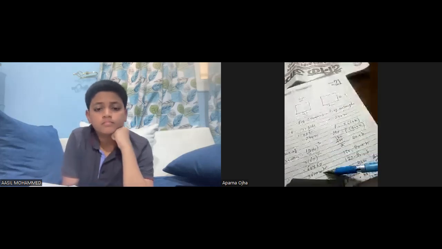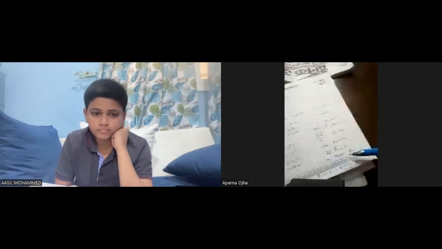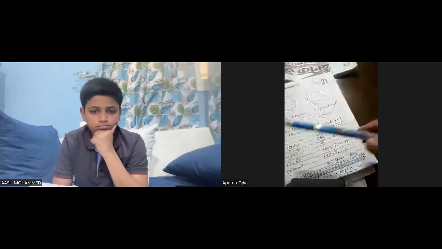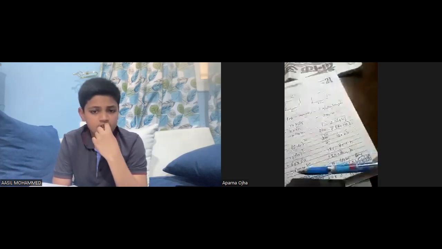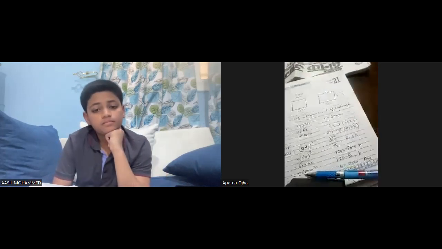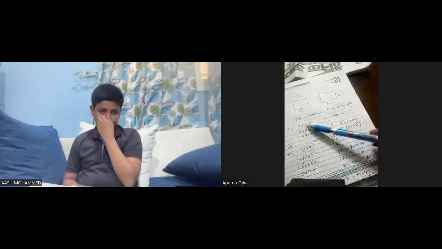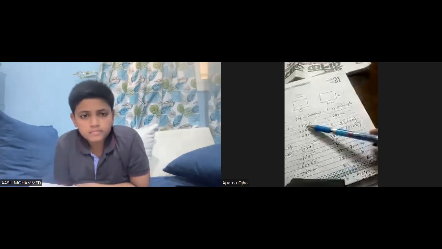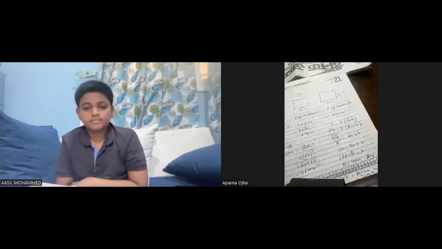Now we have to find the area of both, the square as well as the rectangle. Area of the square is side square, that is 60 into 60, that is 3600 square meter. Then find the area of the rectangle, 80 into 40 is 3200. But the question is which is the larger one? 3600 is larger or 3200 is larger? 3600 is larger. So the area of the square is larger than the area of the rectangle.